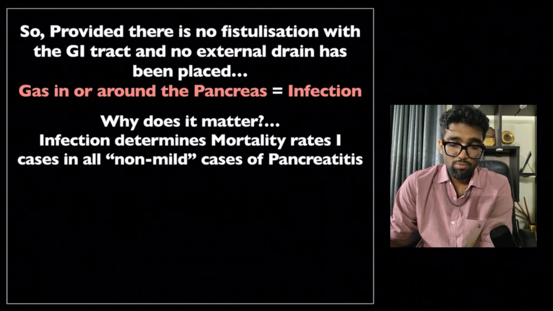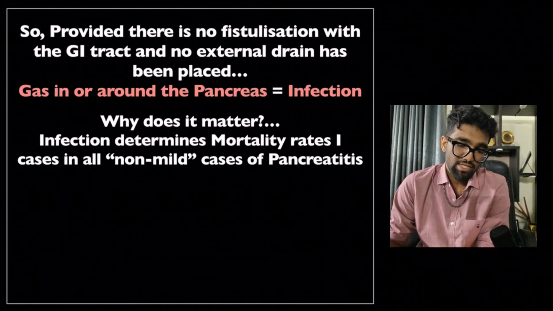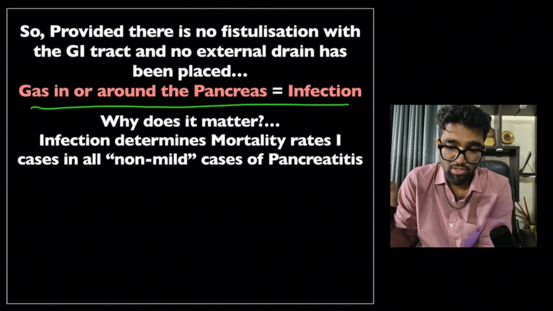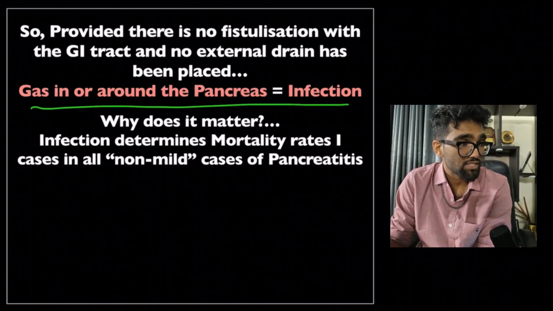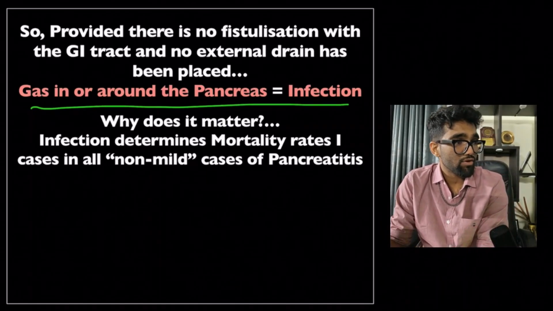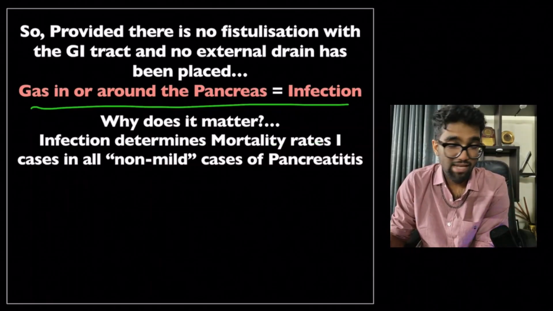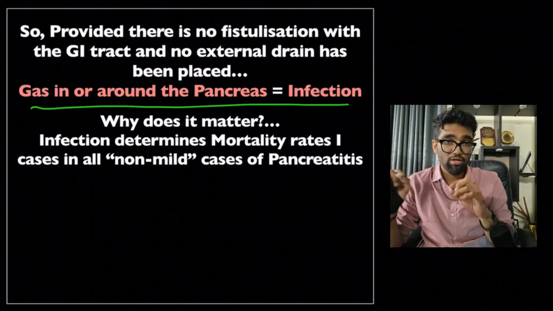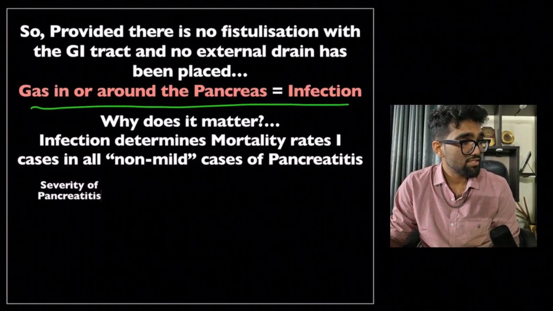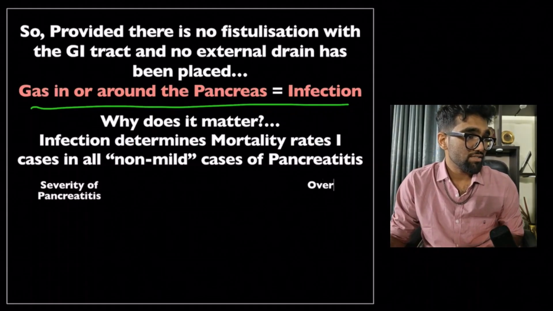So provided there is no fistulization with the GI tract and there is no external drain that has been placed, gas around the pancreas is equal to infection. And this is important because mortality rates depend on the infection in any case of pancreatitis that is, quote unquote, non-mild. So what does this mean?